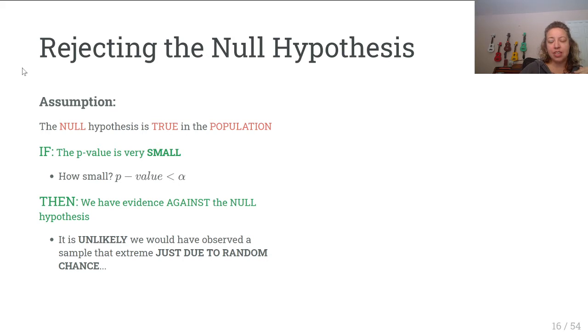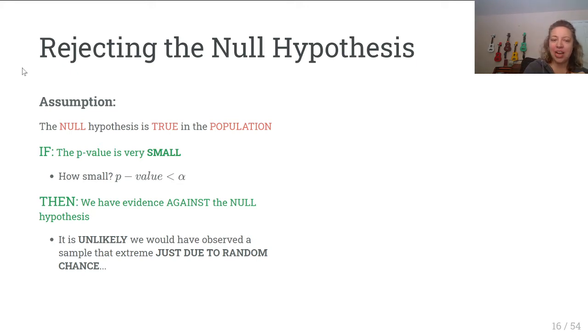Then when we gather our data, we see if that data provides evidence against that null hypothesis by the p-value. And the p-value tells us the chance of getting data that extreme or more extreme if the null hypothesis is true.